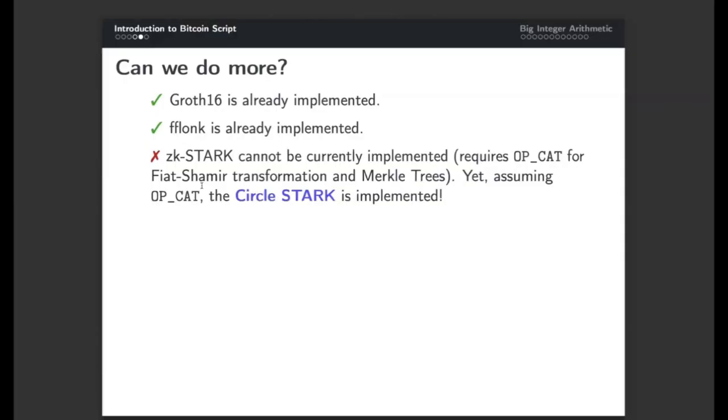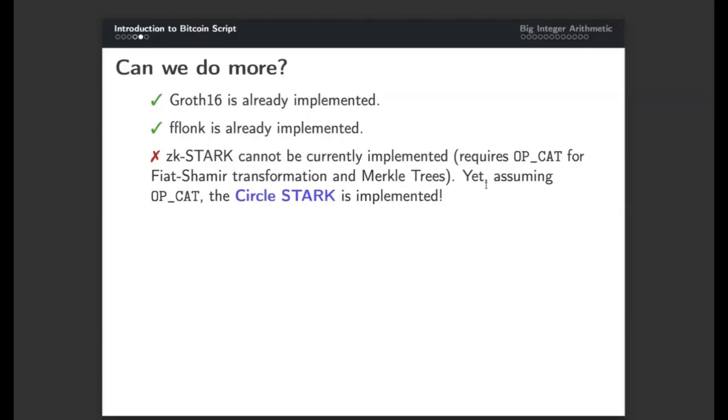For example, such systems such as ZK Starks cannot be currently implemented. That's because in the Bitcoin script, you are so limited that you cannot even concatenate values inside the script. And so for that reason, you do not have any advanced techniques in zero knowledge, such as the Fourier transformation or even Merkle trees. So they are not allowed in Bitcoin scripts, so you are pretty much limited. So you cannot implement code-based zero knowledge systems.